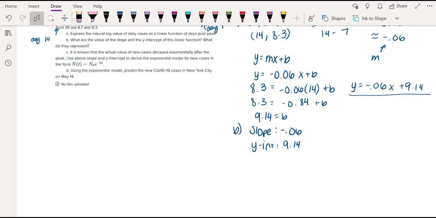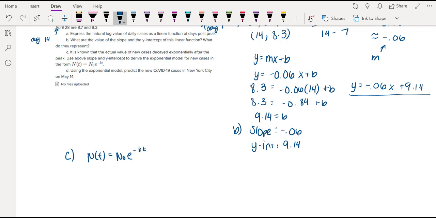Okay, moving on to part C. It says, it is known that the actual value of new cases decayed exponentially after the peak. Use the above slope and y-intercept to derive the exponential model for new cases in the form N of t equals N naught times e to the negative kt. Cool, so let's write that down. N of t equals N naught e to the negative kt.